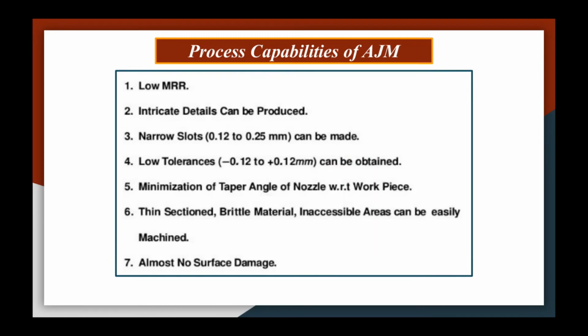Now the question arises, what are the capabilities of the abrasive jet machining process? In the case of the abrasive jet process, MRR is comparatively low as compared to many other advanced machining processes or non-conventional machining processes. It is somewhere around 15 mm cube per minute, and it does not mean that it is exactly 15. Every time it may fluctuate.